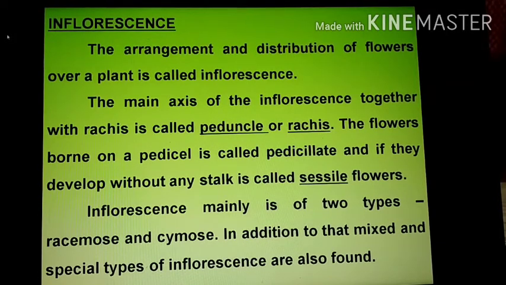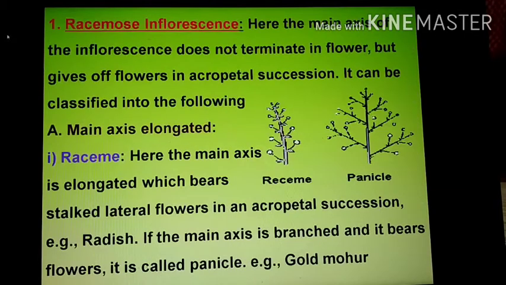এবং এই inflorescence-কে আমরা দুই না, অ্যাকচুয়ালি তিন ভাগে ভাগ করতে পারি। One is racemose, one is cymose, and in addition to that there are some inflorescences where the racemose and cymose are mixed together. They are called the special type of inflorescence. তাহলে inflorescence তিন রকমের: racemose inflorescence, cymose inflorescence, and the special type of inflorescence.